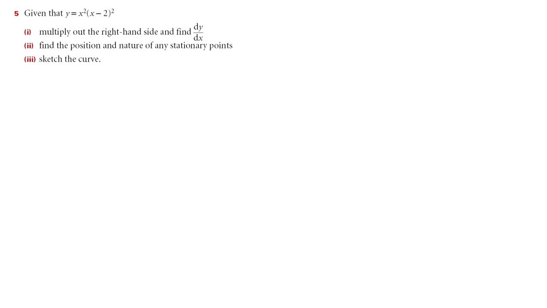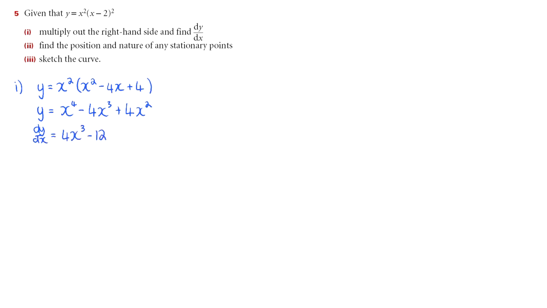Okay, question 5. They actually tell us what to do in part 1. They say multiply the right-hand side. That means the right-hand side of the equal sign. And so we look at that and we go, oh, we need to expand the brackets first. And we'll get x squared, expand the brackets, x squared minus 4x plus 4. And then distribute the x squared. You get x to the 4 minus 4x cubed plus 4x squared. Then find dy dx, which is now easy to differentiate. So dy dx is 4x cubed minus 12x squared plus 8x.